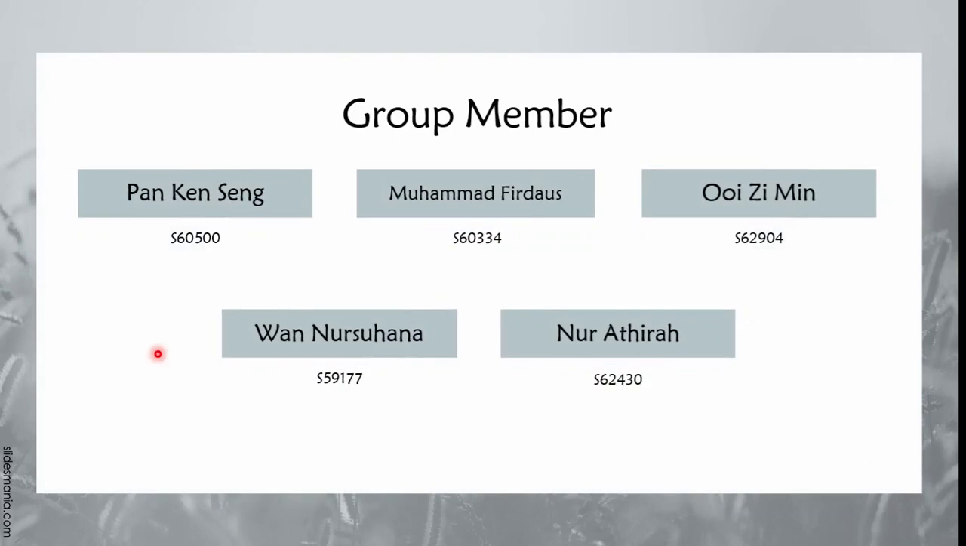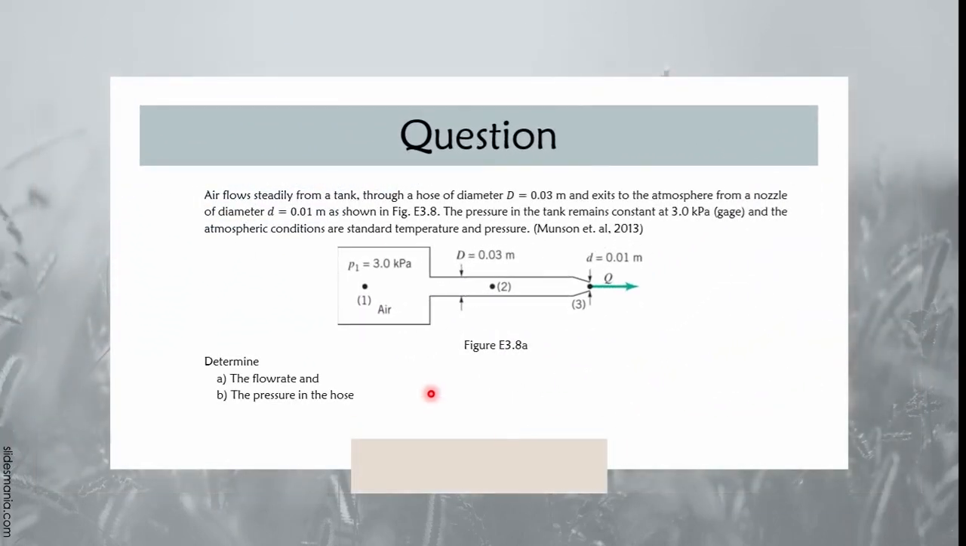These are my group members, and this is the question that I need to present to you. Suppose that we have a large tank attached with a nozzle. The tank is filled with compressed air at 3 kPa, and the nozzle has a diameter of 0.03 meters, while the end of the nozzle is 0.01 meters. We are required to find the flow rate and the pressure in the hose, which is here, position number 2.